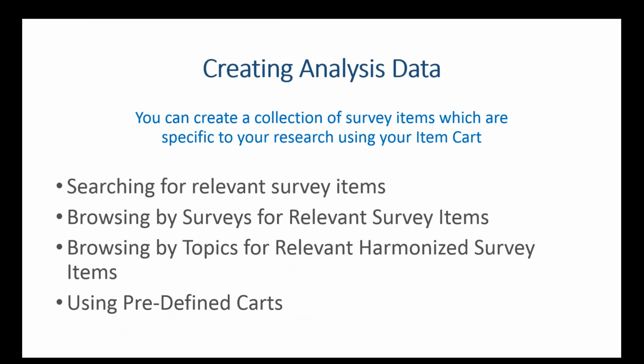So let's talk about what it means to create analysis data. You can create a collection of survey items which are specific to your research using your item cart. You can search for relevant survey items. You can browse by surveys for relevant survey items. You can browse by topic for relevant harmonized survey items. I'll show you all this. Or you can use predefined carts.